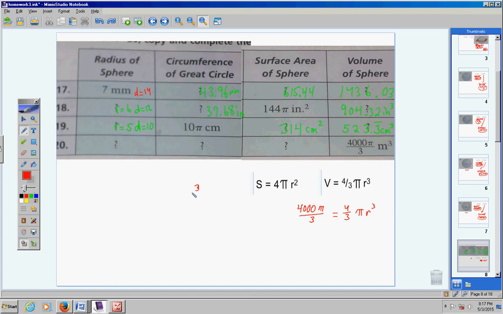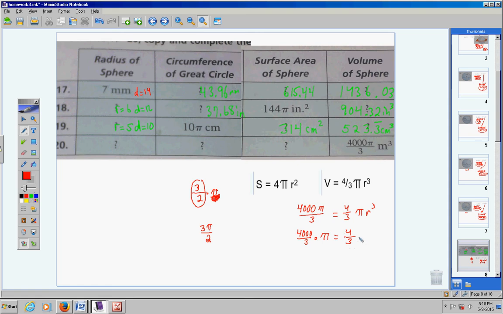If I have 3 halves times pi, that is the same thing as 3 pi over 2. So now let's go backwards. 3 pi over 2 is the same thing as 3 halves pi. Okay? So, using that same mindset, 4,000 pi over 3 is the same thing as just 4,000 thirds times pi. Now that really should make it, in my opinion, a lot easier.